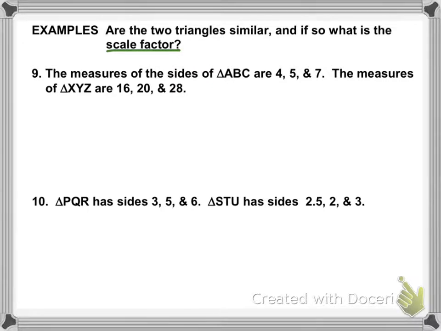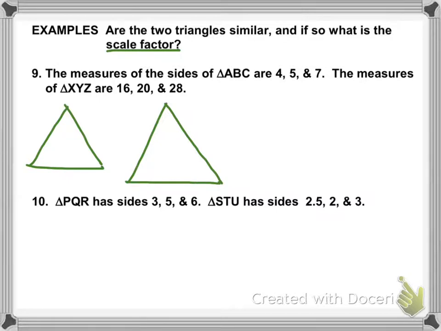In example 9, the measures of the sides of triangle ABC are 4, 5, and 7. The measures of triangle XYZ are 16, 20, and 28. Let's go ahead and sketch both of those. Don't worry about drawing them to scale. One should be a little bit bigger than the other, but don't stress too much. For the ABC triangle, I'll call that one the one on the left. It didn't tell us where those sides 4, 5, and 7 are, so we'll just place them on there some way. It doesn't matter. And then my other triangle is XYZ, and its side lengths are 16, 20, and 28.